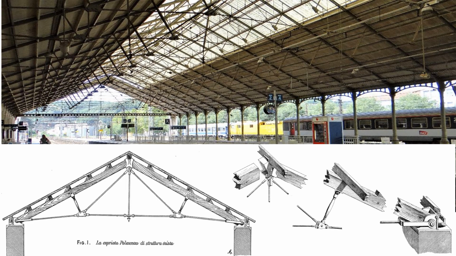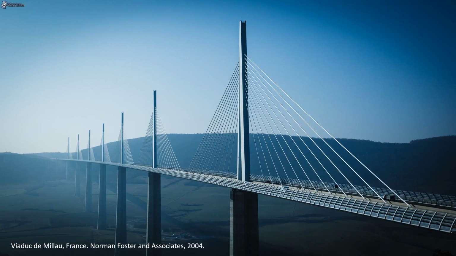Truss members are not limited to rigid beams. They can also include tensile elements, such as cables. The fundamental principle is efficient use of materials, with certain members functioning primarily in compression while others work exclusively in tension. Famous applications of trusses include well-known bridges such as the Viaduc de Millau in southern France, designed by Norman Foster in the early 2000s.